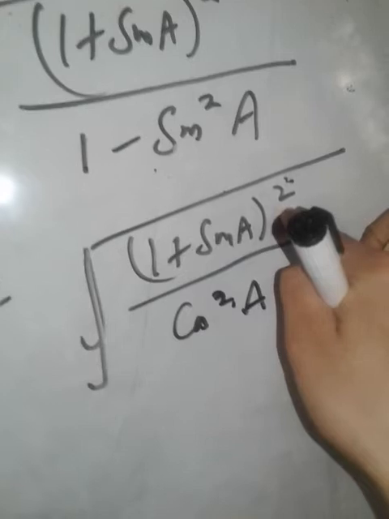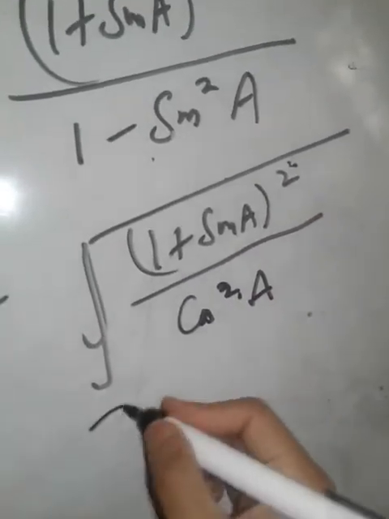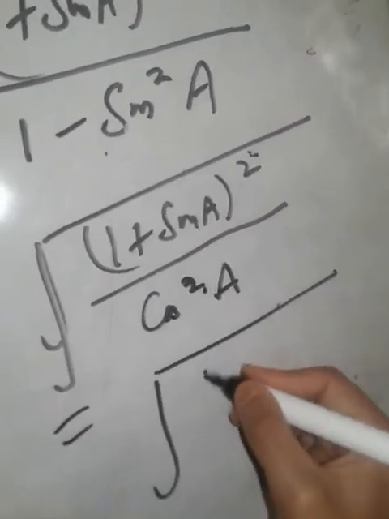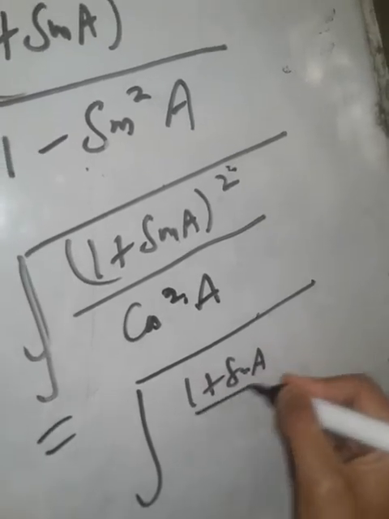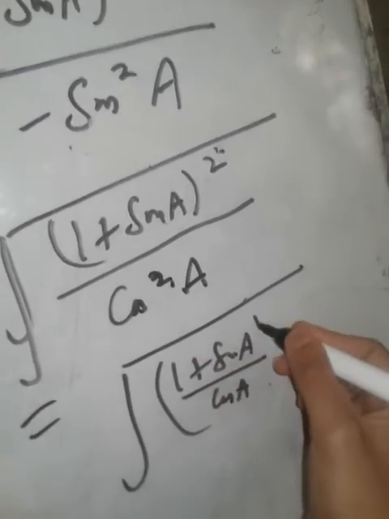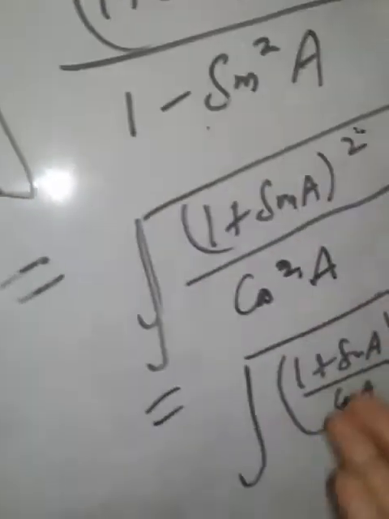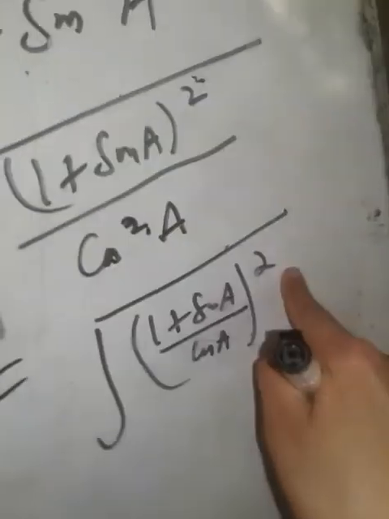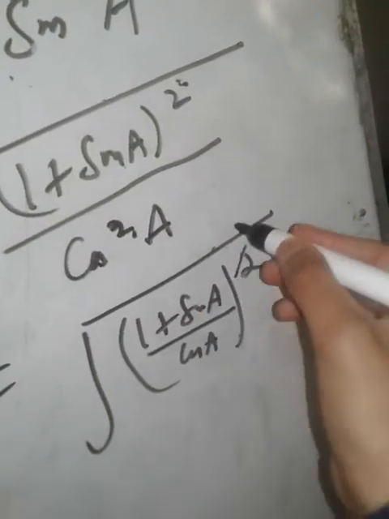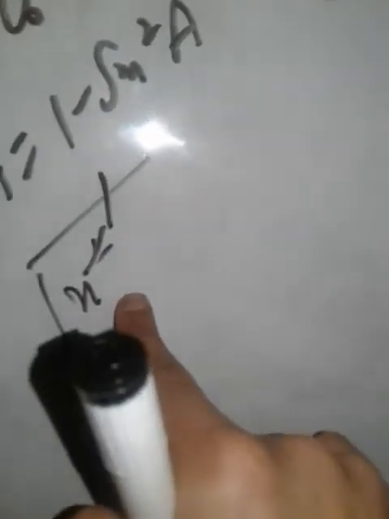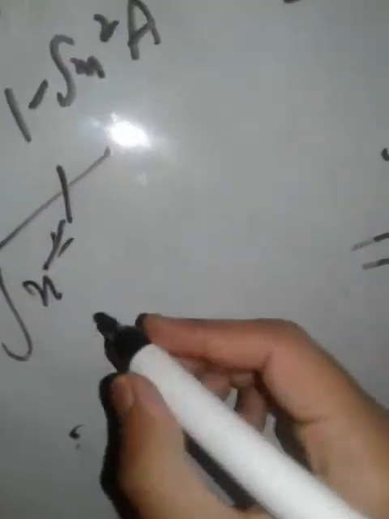Now here this is a square and this is a square. We can take only one square and write it as the square root of (1 plus sine A divided by cos A) whole square. Can we do this? Of course we can. Now the square root will cancel out. Why does the square root cancel out? If you have x square in a root, you just cancel it out. But actually, x square under the root has the value x to the power 2 times 1 by 2.